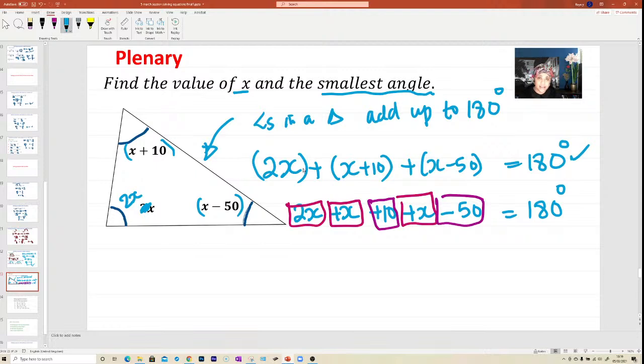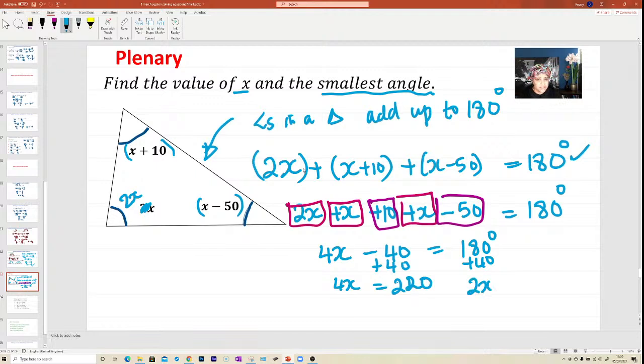So 2x plus x is 3x, plus x is 4x, and then plus 10 take away 50 is take away 40, equals 180 degrees. Now we need to add 40 on both sides to get rid of the 40. So 4x is going to be equal to 220. I can't add anymore. I think it's time for coffee. Right, if we halve it, it's going to be 2x equals 110 degrees. So therefore x is going to be equal to 55 degrees.